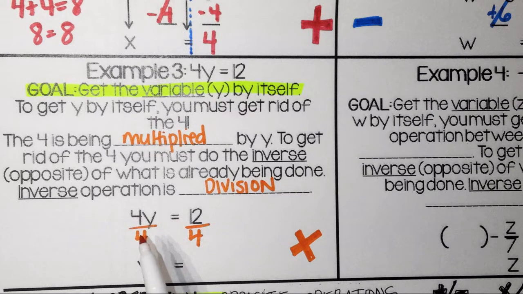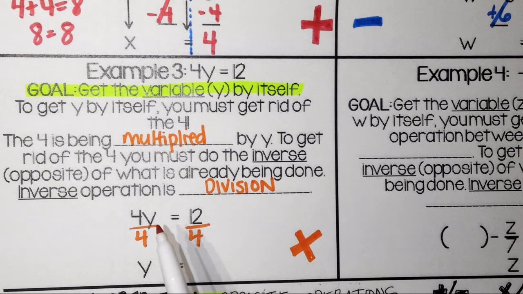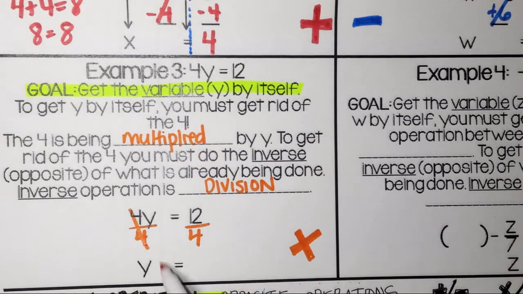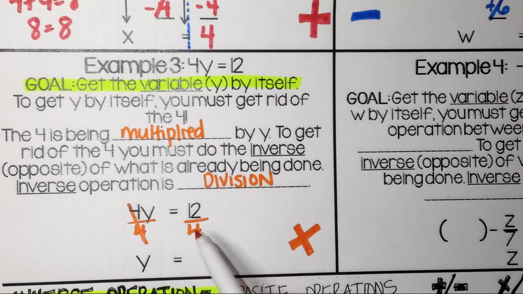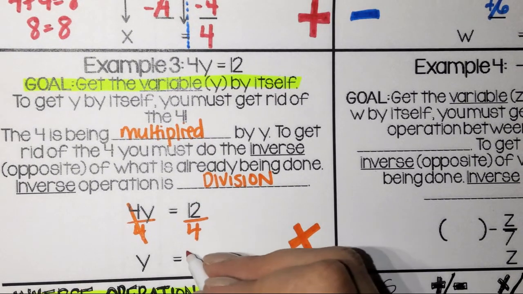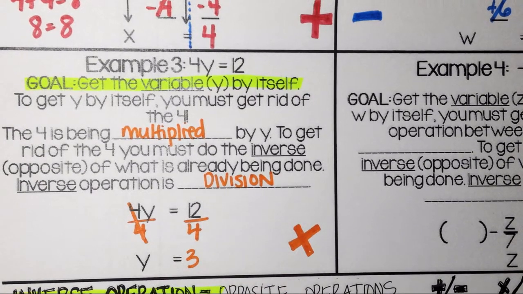What do I get? 1. What is 1 times y? Y. Because remember, any number times 1 is itself. So if I've got 1y, that's the same as saying y. Those cancel each other out. And then I have 12 divided by 4, which is 3. So y is equal to 3.